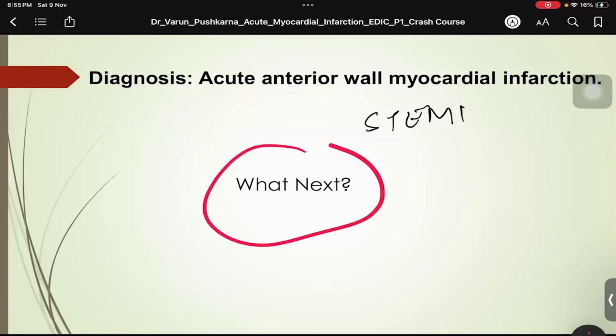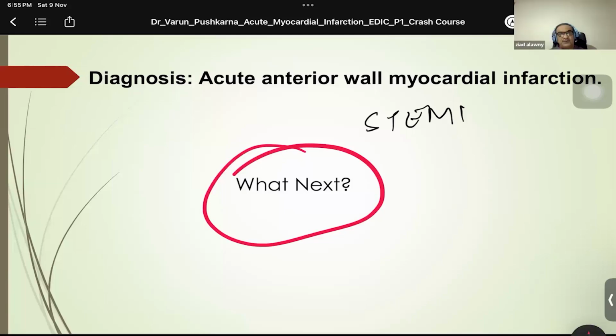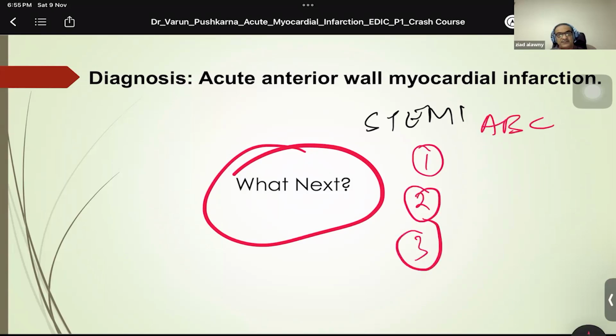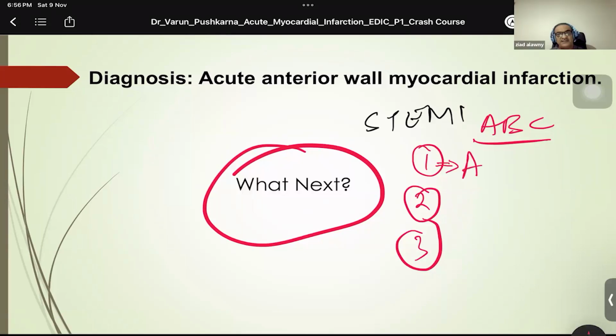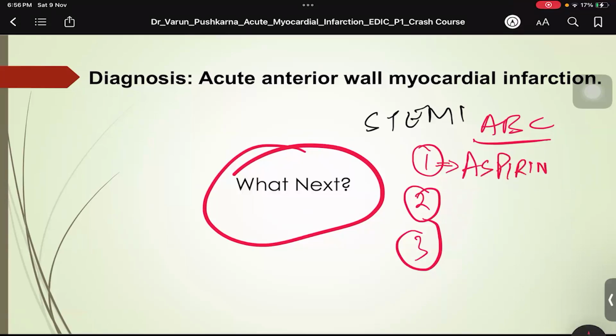What's the next step? First, I will start with airway, breathing, circulation. Second, resuscitation, I will give antiplatelet and will activate. So what kind of antiplatelets? I'll give aspirin. Okay, so one is aspirin.